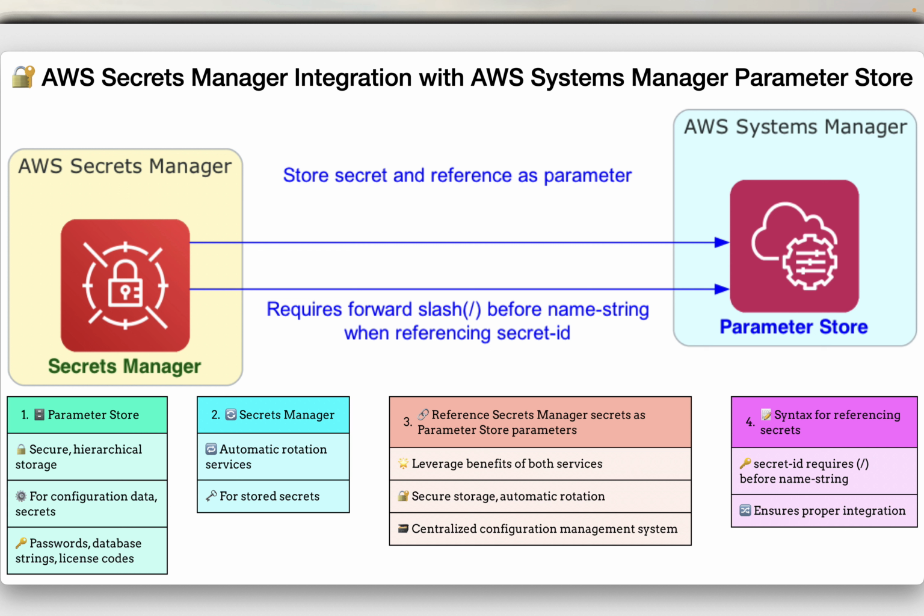When configuring Parameter Store to reference a secret stored in Secrets Manager, it is important to note that the secret ID in Parameter Store requires a /. So basically for Secrets Manager, you have to add a / before the name string if you want to use it with Parameter Store. This specific syntax ensures proper integration between the two services.